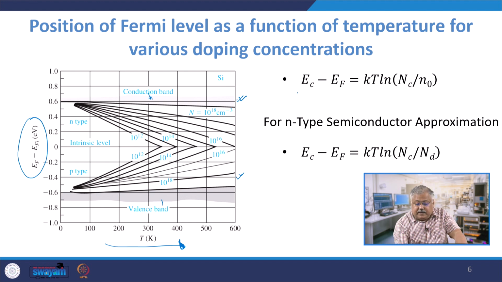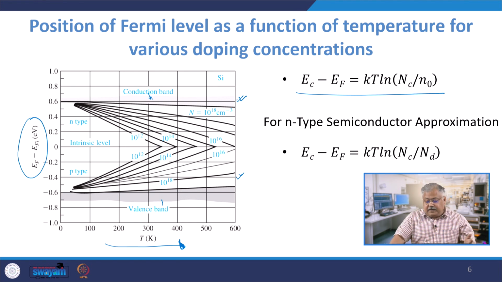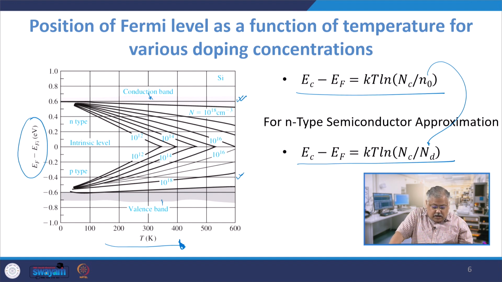Now, we have told you Ec minus Ef will be kT by q ln of Nc by n naught, right? For an n-type semiconductor, I can replace n naught by Nd. So, I get Ec minus Ef equals kT ln Nc by Nd. Now, you see, at 300 Kelvin, let us suppose your intrinsic carrier concentration was 10 to the power 18, right? You lower the temperature. As you lower the temperature, the intrinsic carrier concentration reduces and Ef minus Ei reduces, which means that Ef is coming closer to Ei, right? Ei is the intrinsic Fermi level.